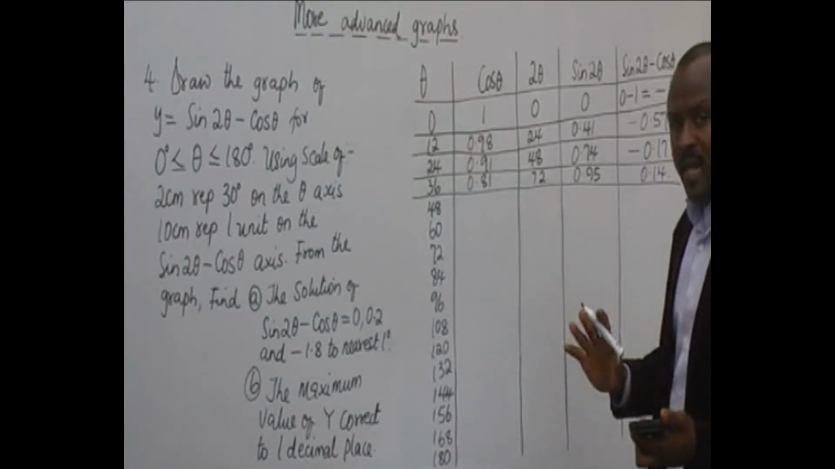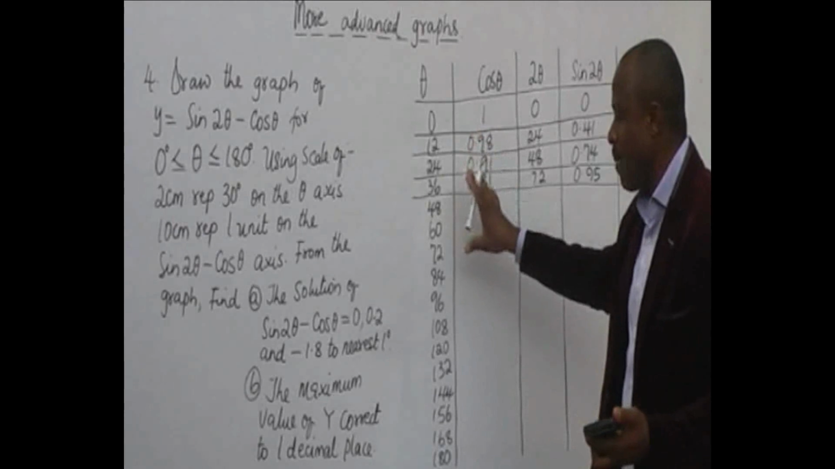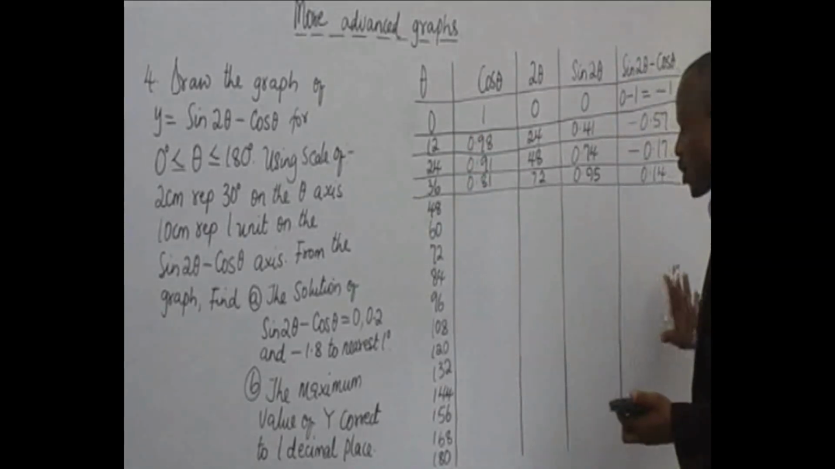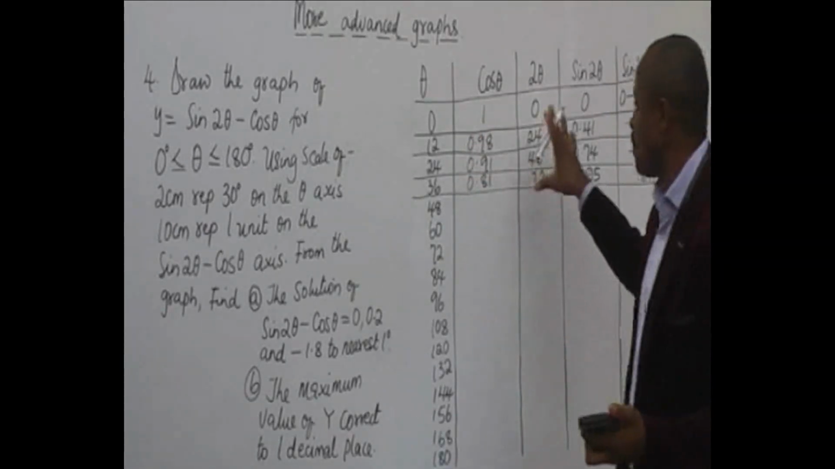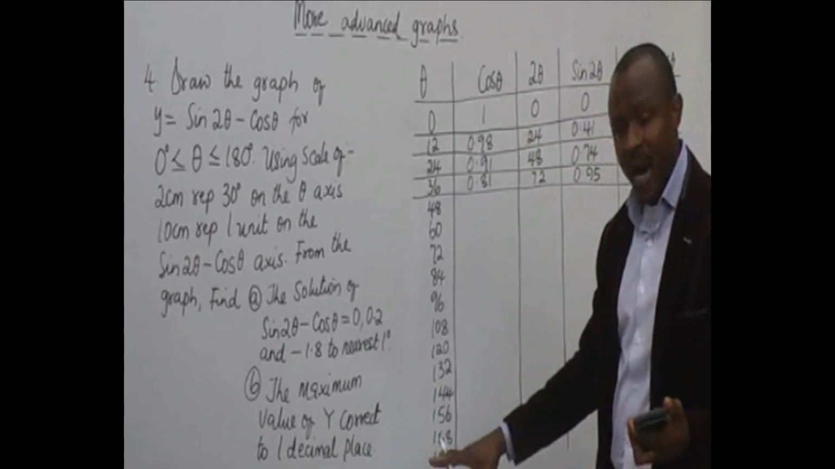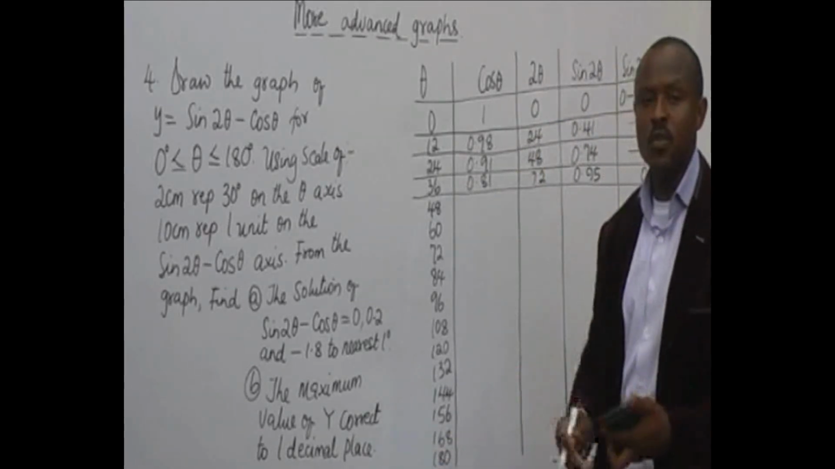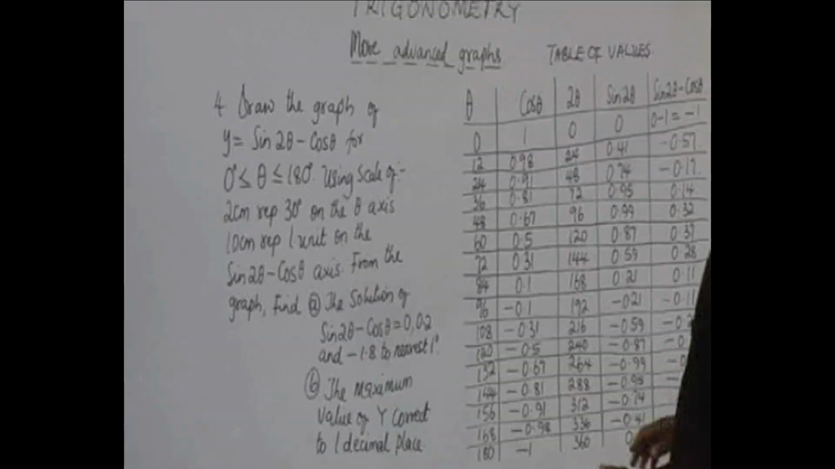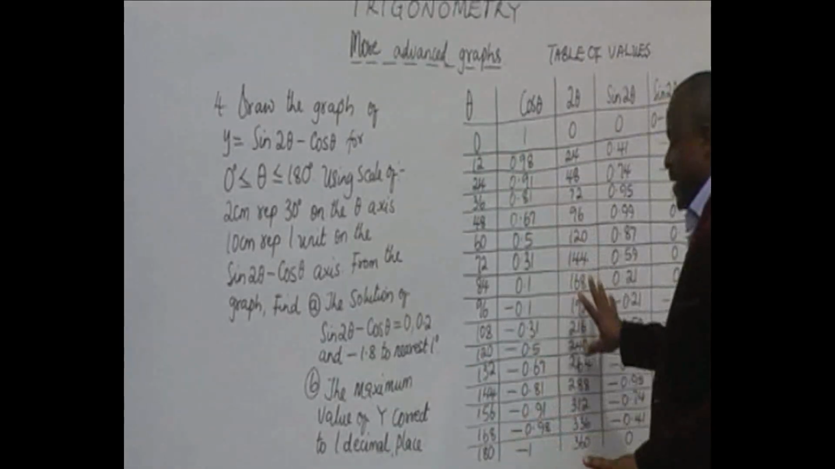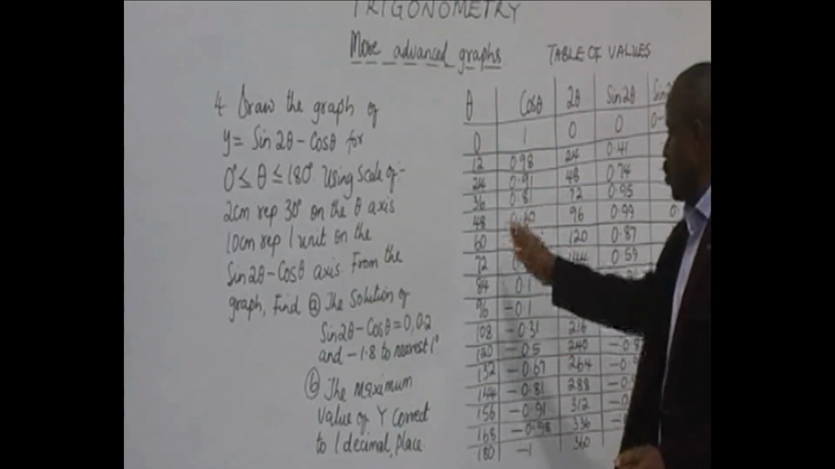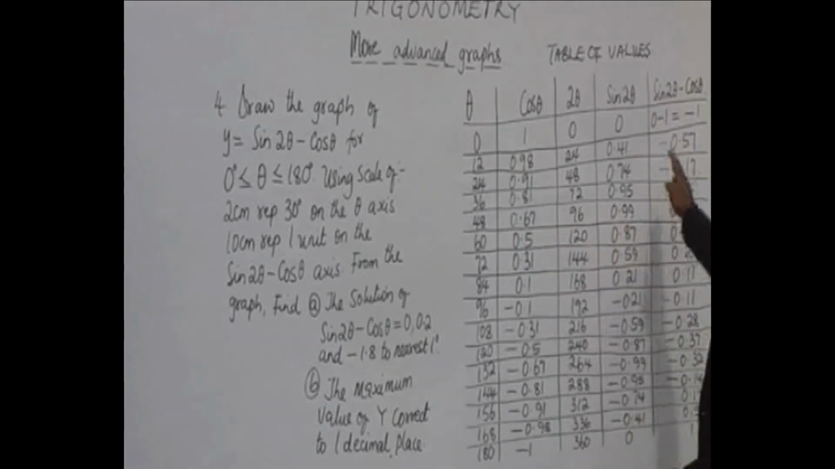I'm going to pause now. By the time you see the whiteboard again, I must have completed the whole columns. Then we now transfer whatever we have here into our graph paper as usual and begin to plot our graph. Now this is the table of values completed. You can see the columns and the figures that are attached to them.